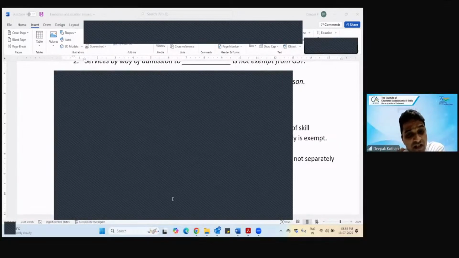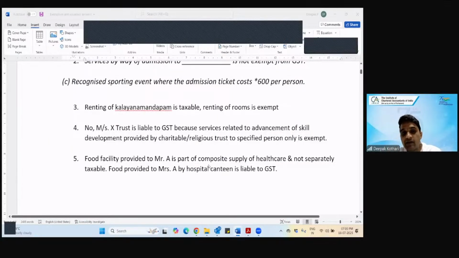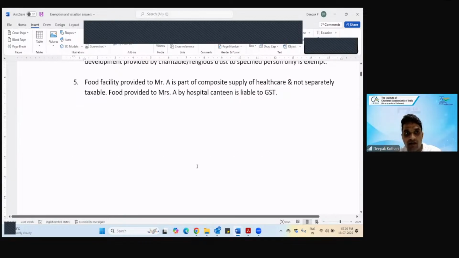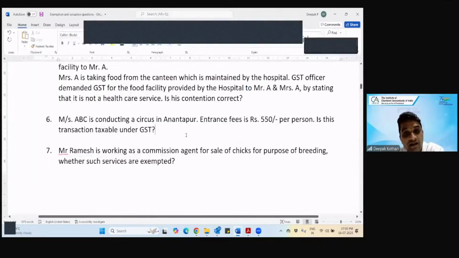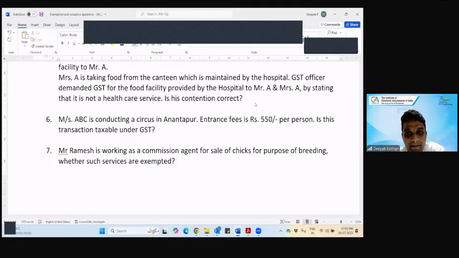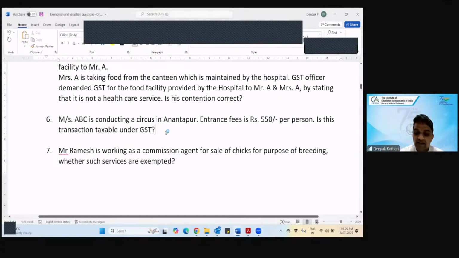Can we make an assumption that it is provided by a charitable institution? In this question, it doesn't matter because healthcare services is specific, while charitable is a very generic thing. So you will have to go to the healthcare service exemption, not the general charitable exemption. Okay. Next, question number 6.